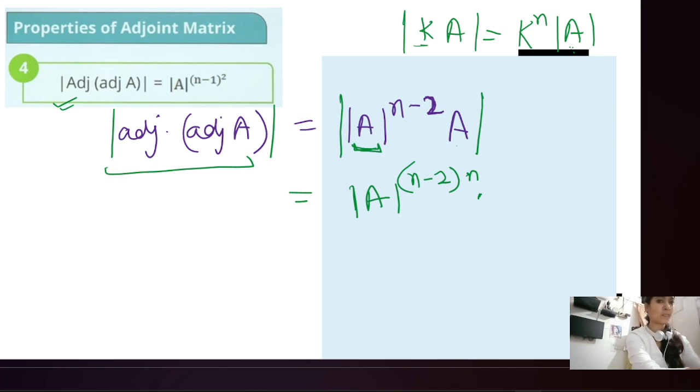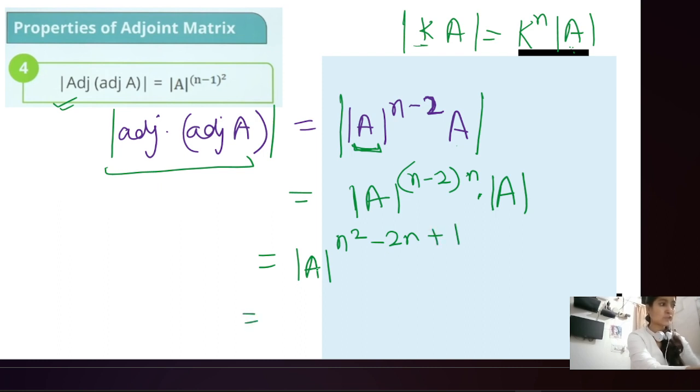Okay, so from here we are getting this one. Okay, now after solving this, what we are getting: n square minus 2n, and this determinant of A will become plus 1. Okay, so we know that n square minus 2n plus 1, when we open n minus 1 whole square, we will get n square minus 2n plus 1, right? So we can directly write this as n minus 1 whole square. So left hand side is equals to right hand side.